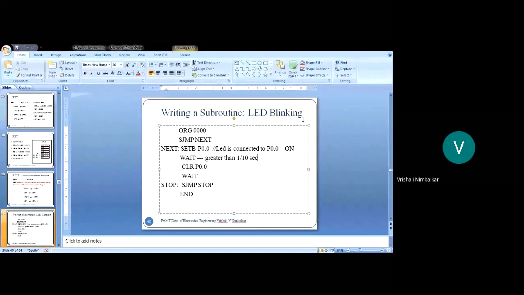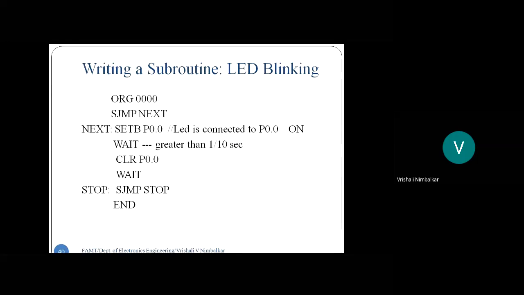But then I want a blinking. It should be continuous on, off, on, off, on, off. But the way I have written my program, set the bit, wait for some time, clear the bit, wait for some time, and stop. So will I be able to see the blinking? No. I will not be able to. It will only happen once. On, wait, off, wait, and stop.